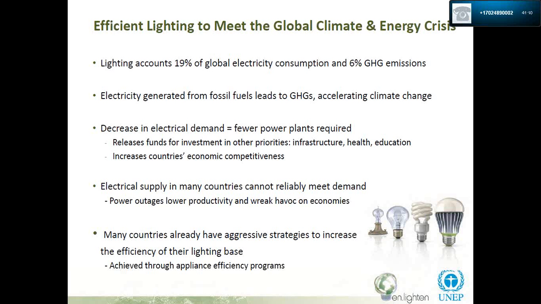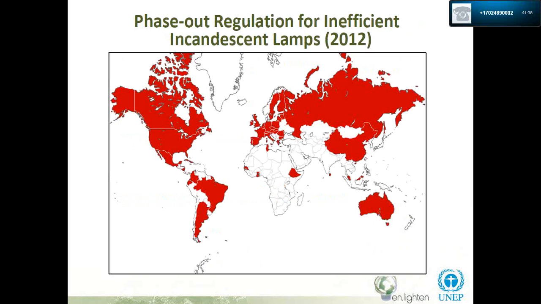We know lighting is a key priority in order to reduce this electricity consumption. There are already many examples in many economies worldwide of taking aggressive strategies forward to increase the efficiency of the lighting base. This has been achieved through many appliance efficiency programs, so there are many good lessons learned out there, and the good news is that for many countries, there's no need to reinvent the wheel. Next one, please.